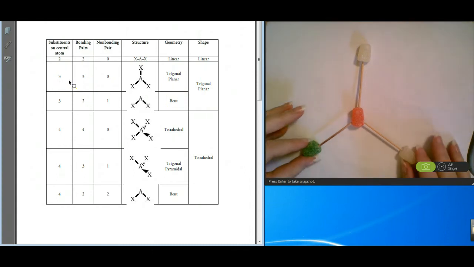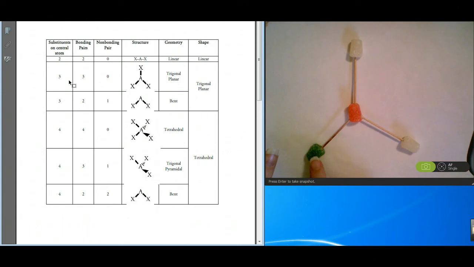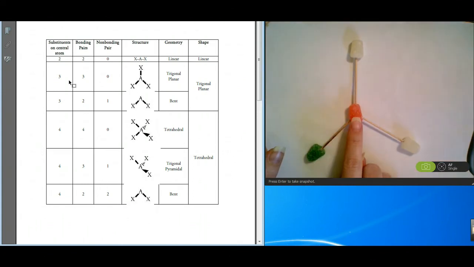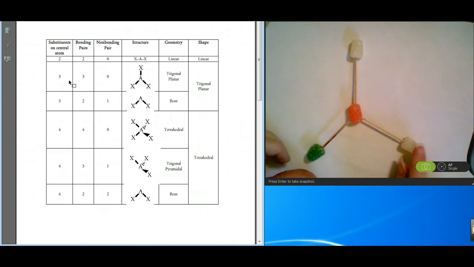So you notice the example I have over here on the right. There are 3, 1, 2, 3, around this orange central atom. In this example, everybody has a bond, right? Everybody's got somebody hanging out at the end of the toothpick. So in this case, the shape is trigonal planar and the geometry is trigonal planar.